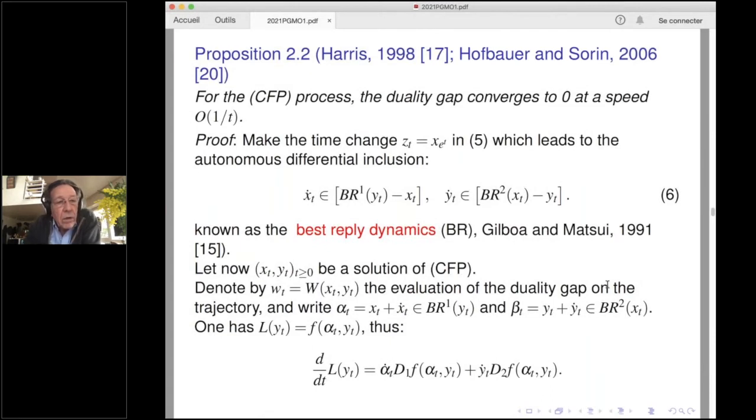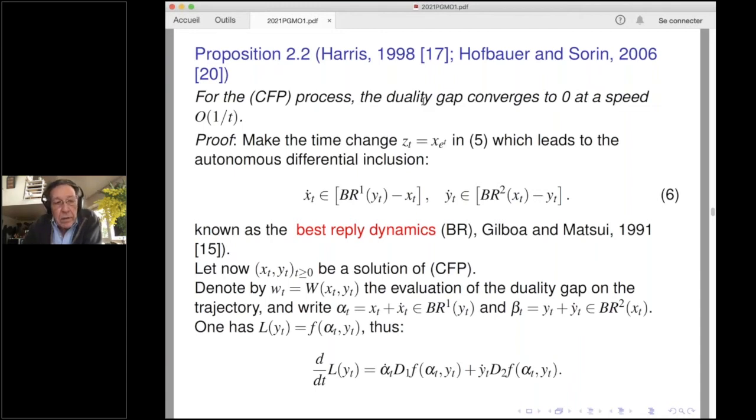Okay, so the proposition is as follows. It was done in the finite case by Christopher Harris, and we did it with Joseph Bauer for continuous convex concave functions. So you look at the continuous fictitious play process, then the duality gap converges to zero at a speed which is big O of 1 over t.